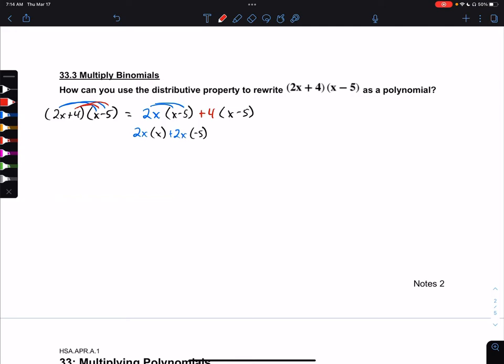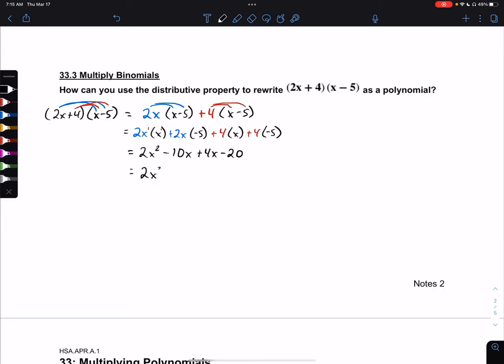Then you would take the 4, and the 4 will get distributed here. So you'd have 4 times x, and you would have 4 times negative 5. Right. And then from there, you're just doing a series of multiplication. So 2x times x, remember there are exponents of 1, so that would be 2x squared. 2x times negative 5 would be negative 10x. 4 times x is a positive 4x, and 4 times negative 5 would be negative 20.